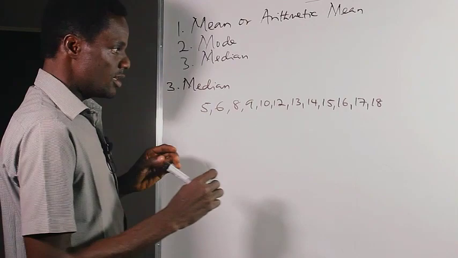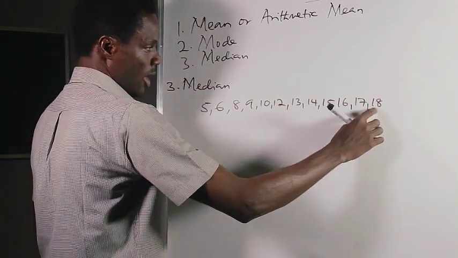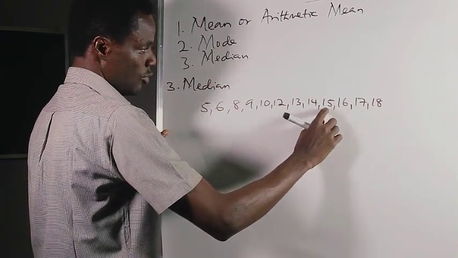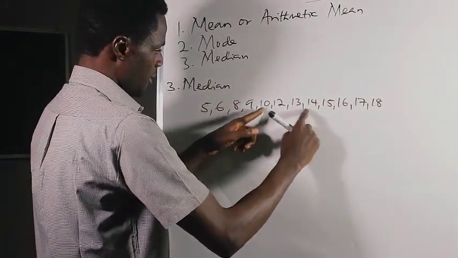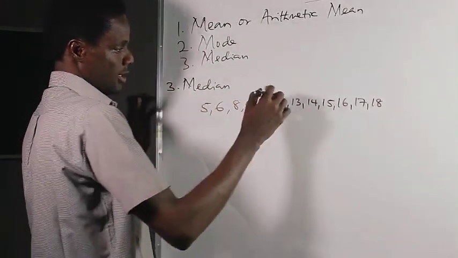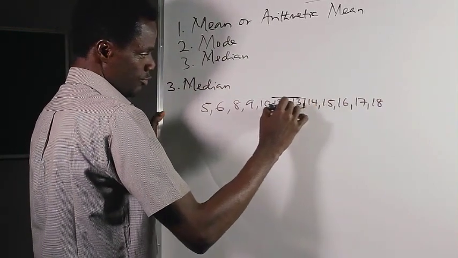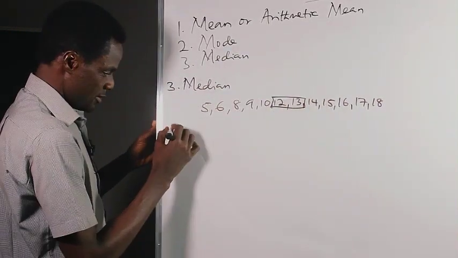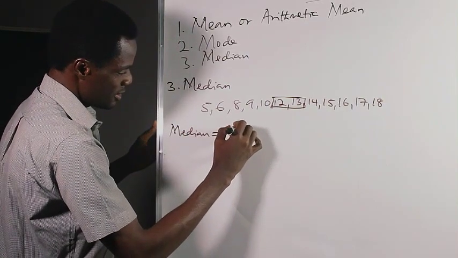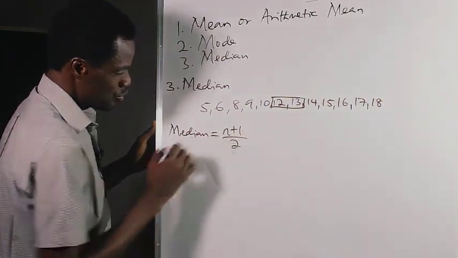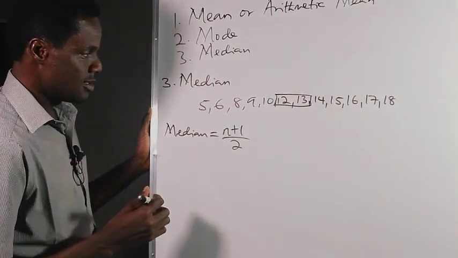Now, I start counting: 1, 2, 3, 4, 5, and from the other side 1, 2, 3, 4, 5. So these are our exact two middle numbers. Then we said median is calculated as n plus 1 over 2, since the observation is even.